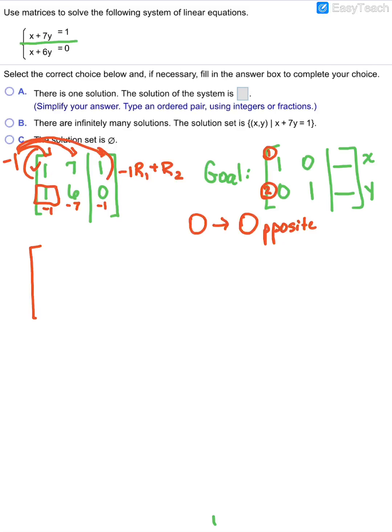So if I go to a new matrix, now I'm going to add these up. 1 plus negative 1, there's the 0 I wanted. 6 plus negative 7 is negative 1. And 0 plus negative 1 is negative 1. Now row 1 did not change permanently in this step, so I bring it down as it originally was. And so at this point, step 2 is now finished.